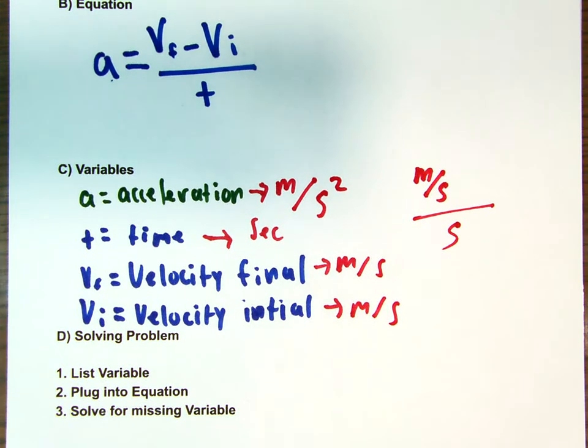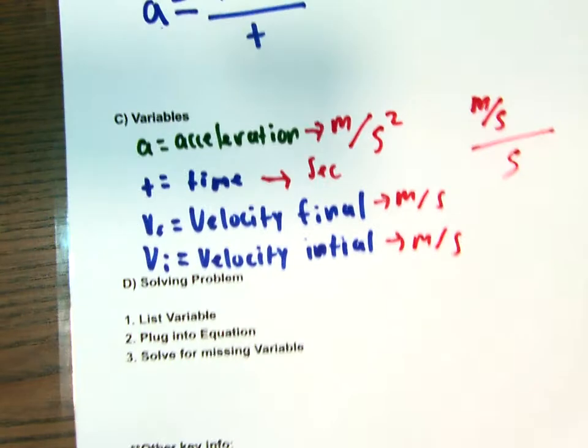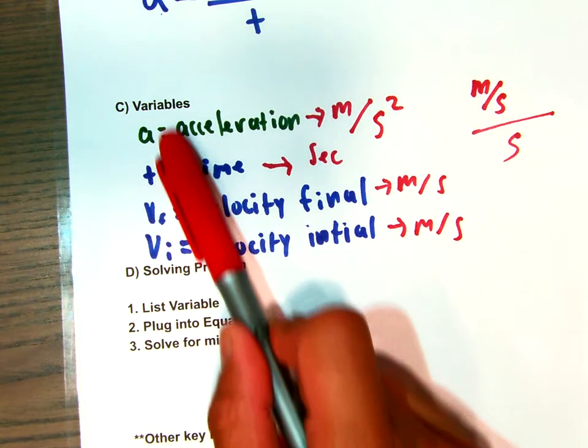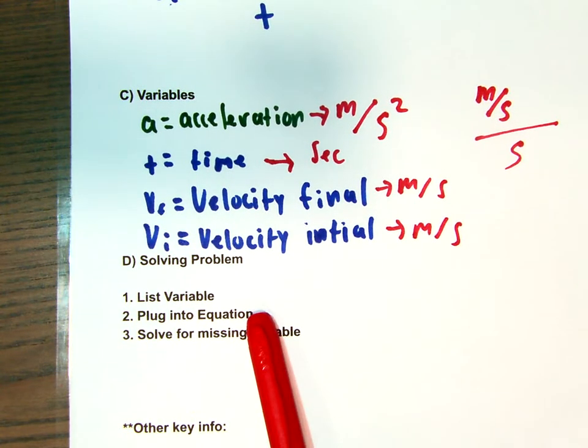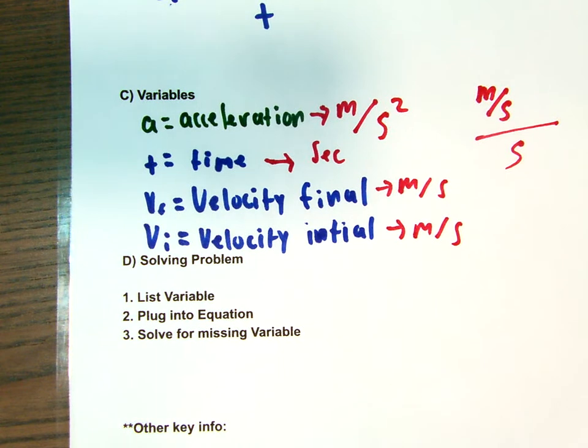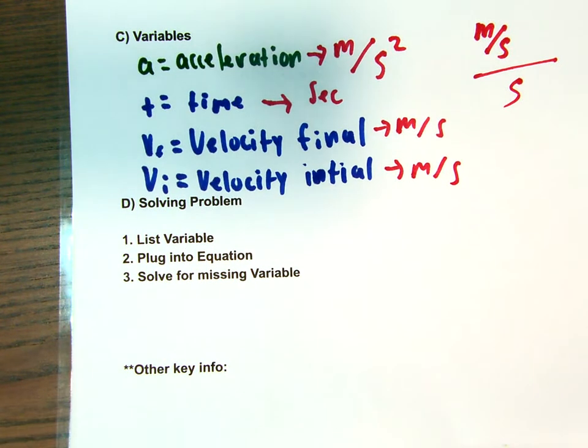All right. So this goes over a couple of strategies to solve the problem. So first, we list every single one of these. That's step one. Step two, you plug in whatever you have into the equation. And step three, you solve for whatever's missing. Okay? So there's a couple of things you need to know, though, that are going to help you out. So things that we want to watch out for.